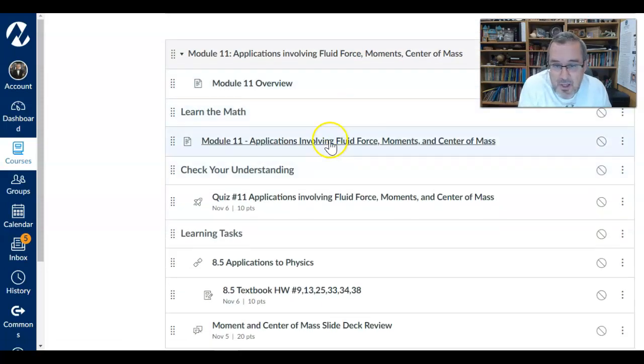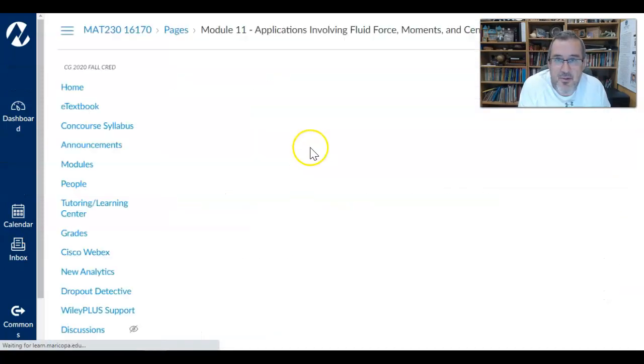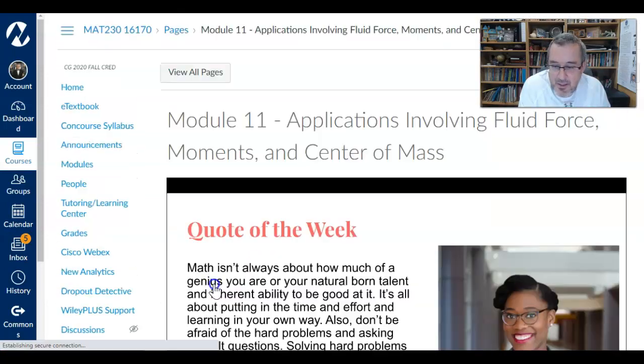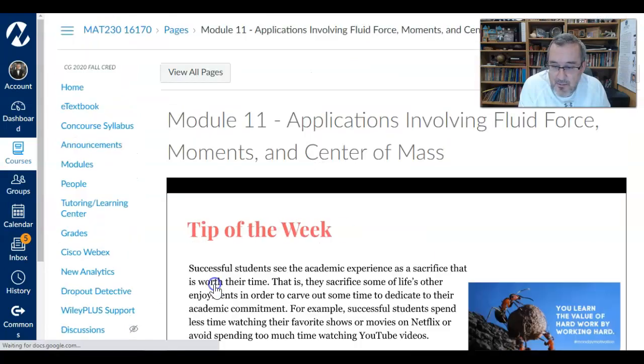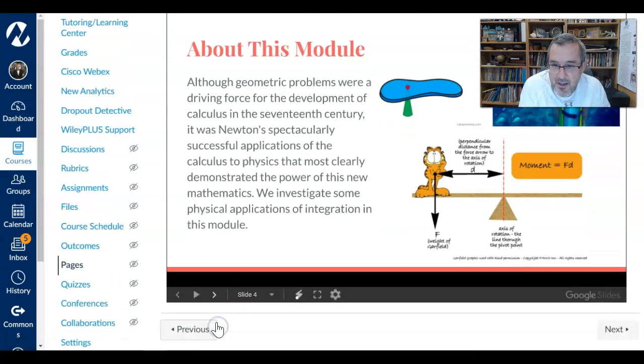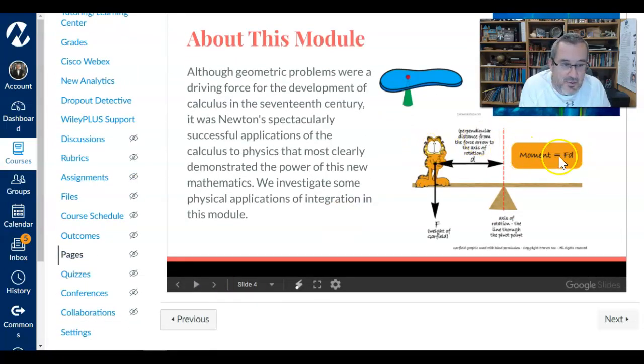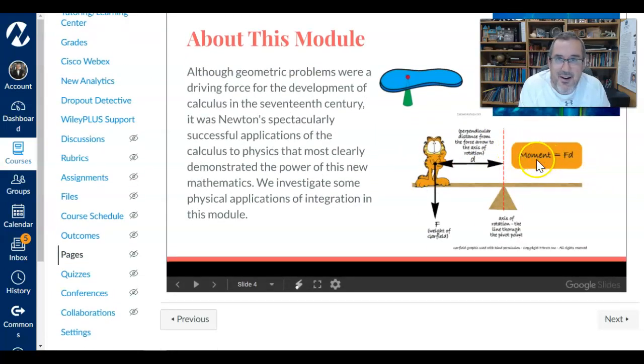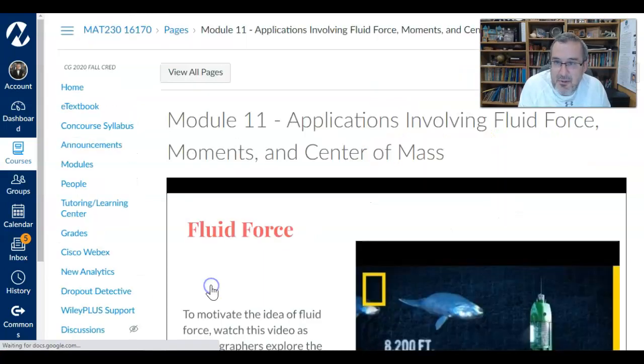Well, let's dig in. Just want to take you through a quick tour. I promise I'll go as fast as I can. It's Module 11. Take a look at the quote. Take a look at the tip. And then a little bit about this module: moments. What does that mean? And center of mass. Moments are kind of like work. It's a definition you might even recognize, force times distance, but a different kind of force to cause a different kind of action. You'll learn about it as you keep going.